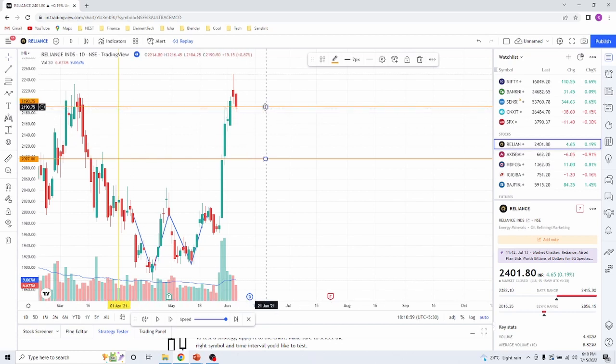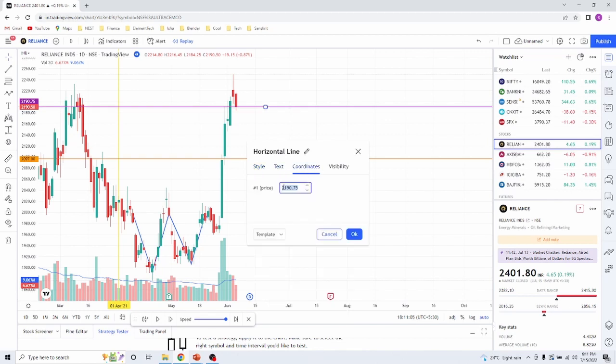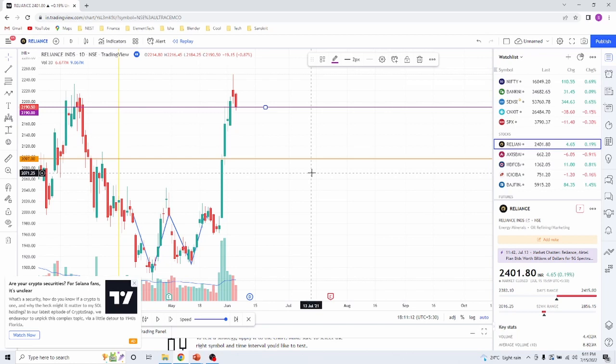Settings, style. We get maybe purple. 2190. So we bought it at 2097 and we sold it at 2190. So 93 rupees profit.